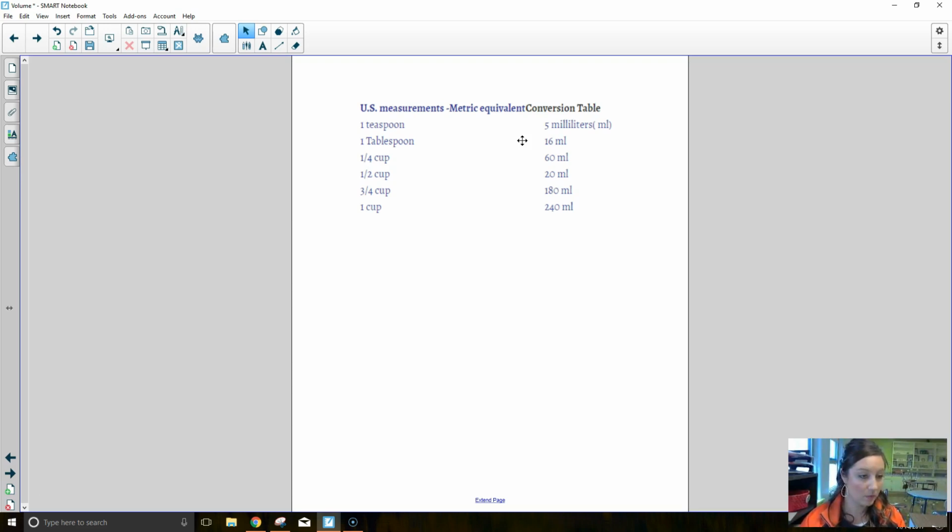So 1 teaspoon is going to be equivalent to about 5 milliliters. 1 tablespoon is going to be about 16 milliliters. And then that 1/2 cup that I showed you is going to be 20 milliliters. So this I will actually print off and have it hanging up in our classroom for you guys. But knowing these conversions is going to be really important when we actually get to that problem area.